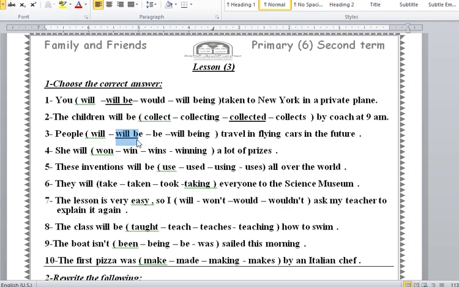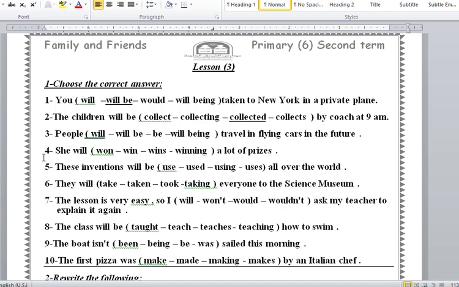Number 3, people space travel in flying cars in the future, so people will be plus PP, will be travel. I think no, it's not will be. Yeah, I have a mistake here. We have people space travel in flying cars, and this is not a PP, this is travel just as a verb in the stem form, so we have to make it an active sentence. So it will be people will travel in flying cars in the future.